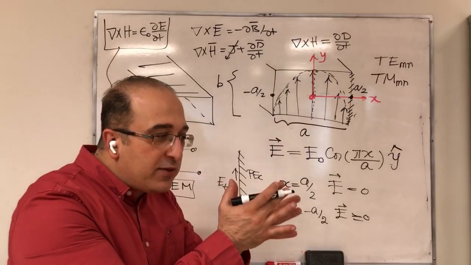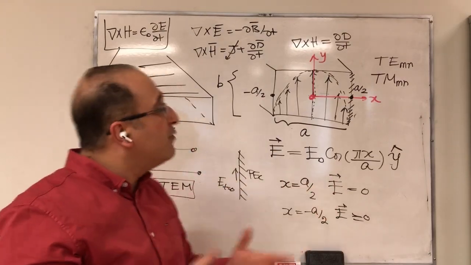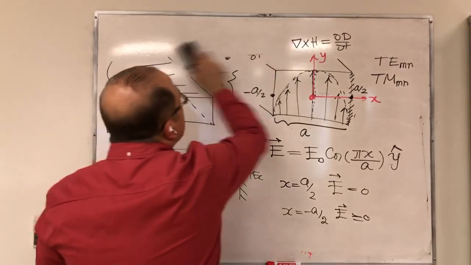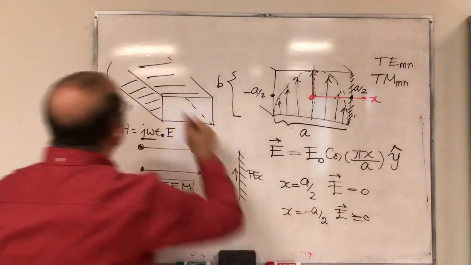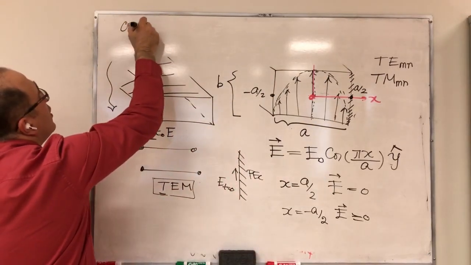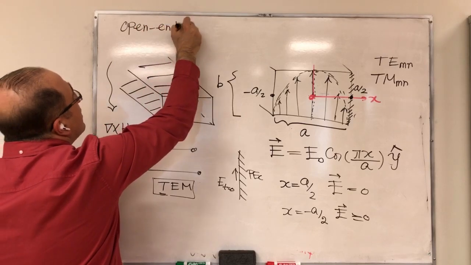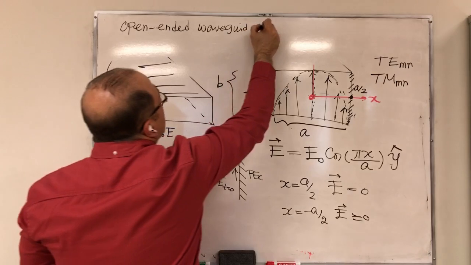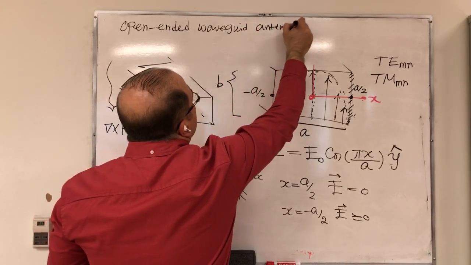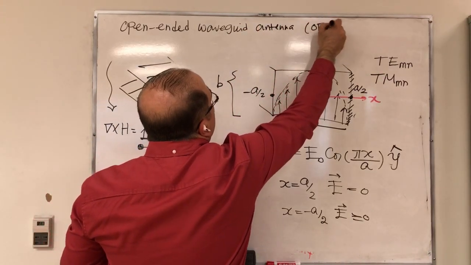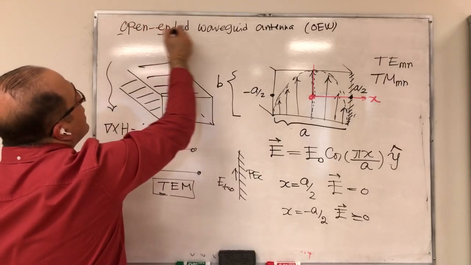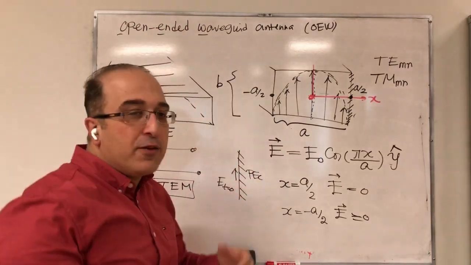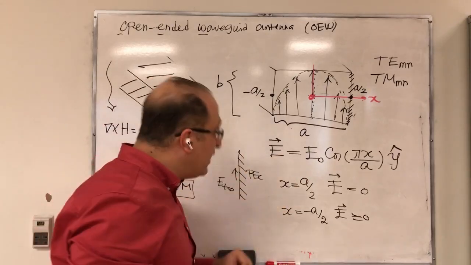And now if you leave the aperture of this waveguide open, which is the meaning of open-ended waveguide antenna, let me write it here for you. Open-ended waveguide antenna, or sometimes we call it OEW, open-ended waveguide antenna. Then you essentially gonna have an aperture through which you can radiate.